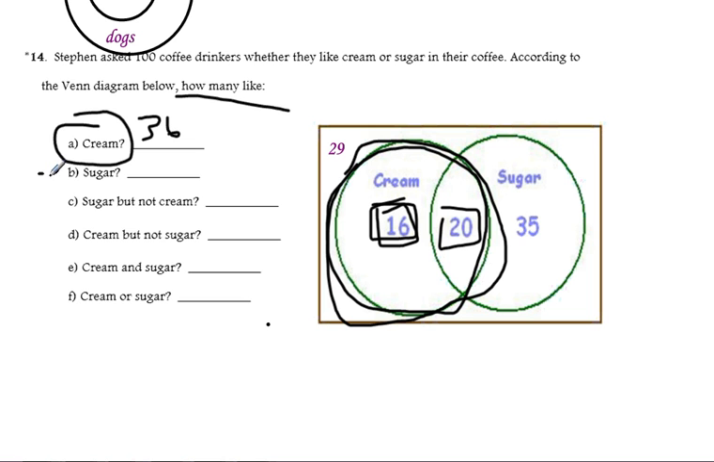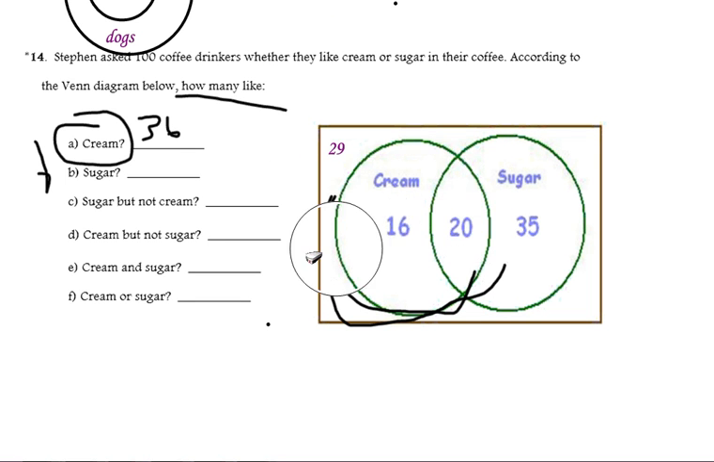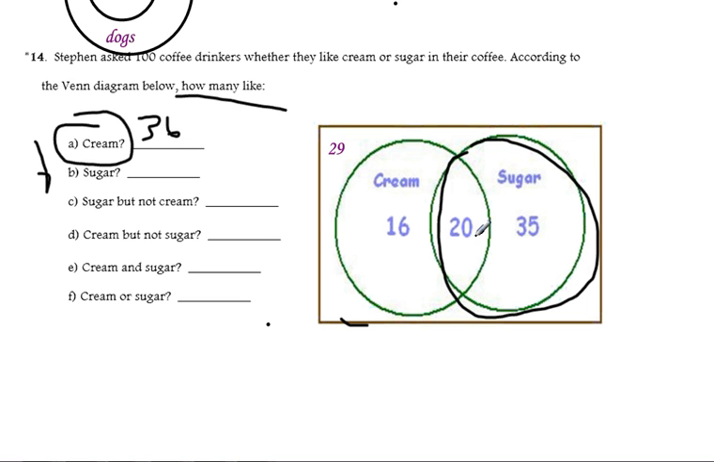So the same idea applies when we ask how many people like sugar. Anybody that is inside the sugar circle is somebody that likes sugar. So let's highlight our sugar circle. Here's our sugar circle. And anybody in this sugar circle likes sugar. You got the 35 that only like sugar, and you have the 20 that like cream and sugar, but they still count as people that like sugar. So that's a total of 20 plus 35, which is 55.